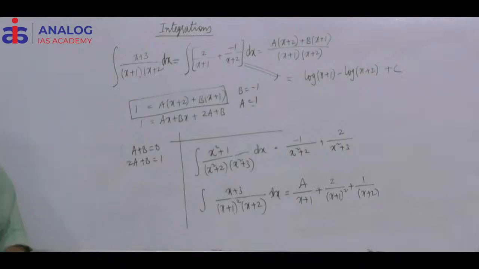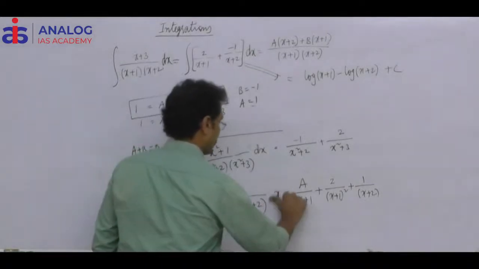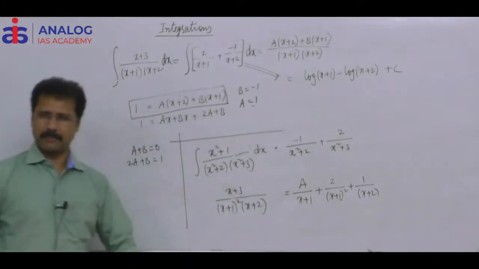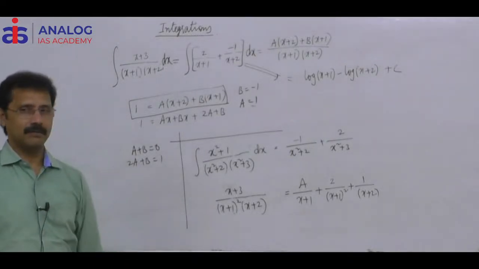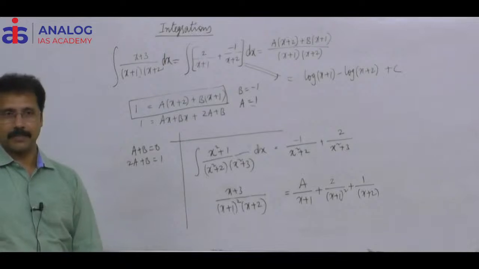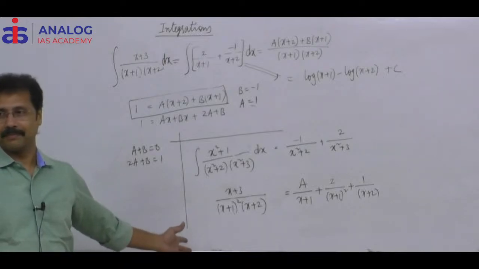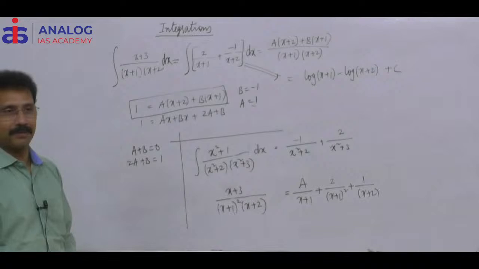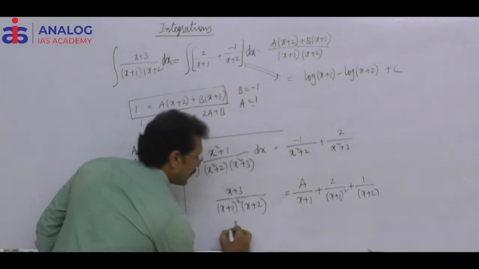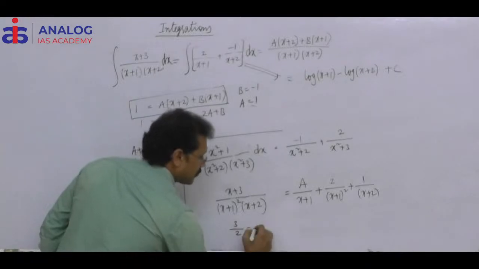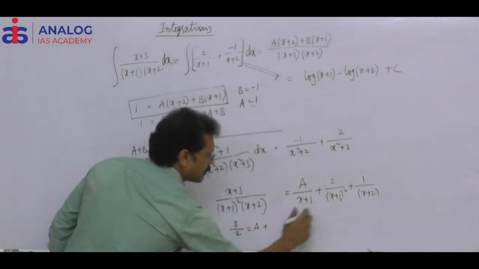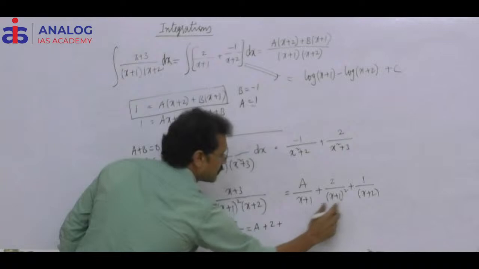I'll tell you a very, very simple technique. We are talking only about partial fractions. Simplest thing: in this entire thing, put x equal to 0. It should match. What happens? 3 by 1 into 2 on the left. On the right, x equal to 0 gives a plus 2 plus 1 by 2. Got a.